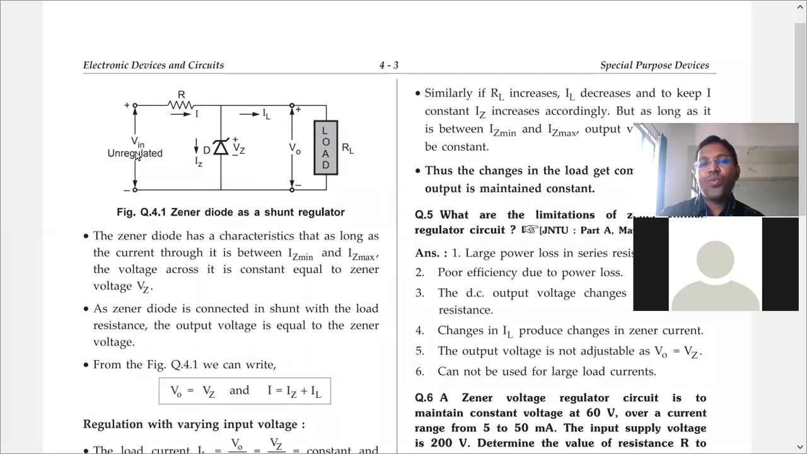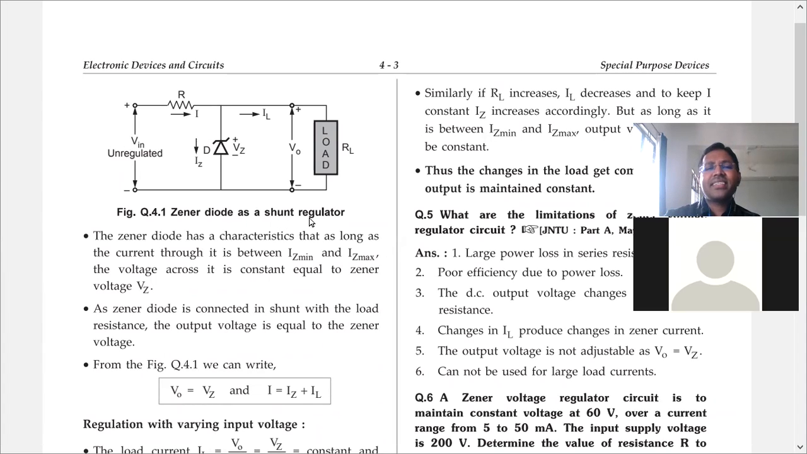Now what happens? What do you mean by unregulated voltage? The voltage is fluctuating. For example, if we connect a 5.1 volt Zener diode with the resistor, and suppose the supply is fluctuating: 5.3, 5.7, 5.4, 5.5, and so on. Then this circuit will give a constant output at 5.1 volt. So that is what a regulator is, right?